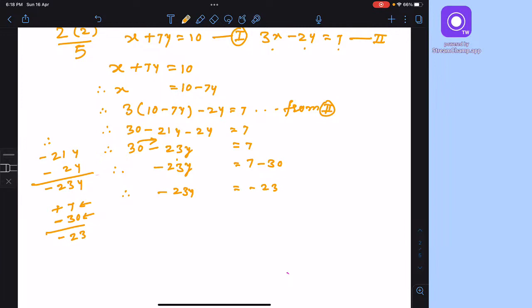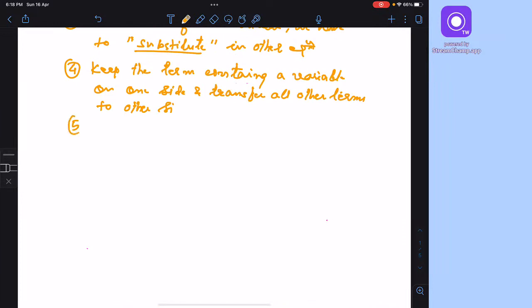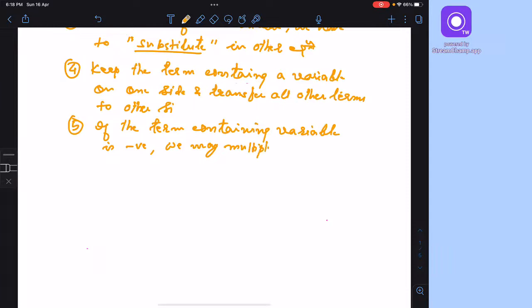Okay. Now next is, if the term containing the variable is negative, we may multiply by minus 1 both the sides.